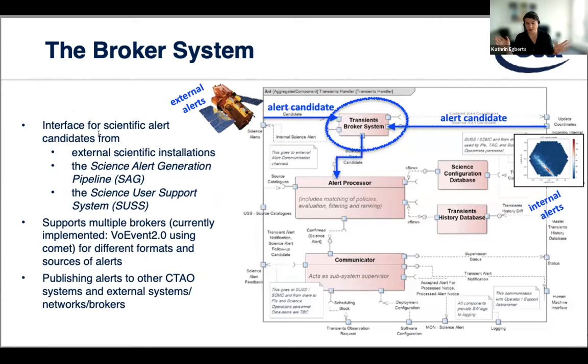We have three components in this transient handler. We have the broker system that receives all the alerts, external as well as internal. What we are currently doing is we are currently only reacting to gamma ray burst events using VOEvent 2.0 with Comet, but this will be expanded in the future. And the broker system will also be responsible for broadcasting CTA information to the outside world.